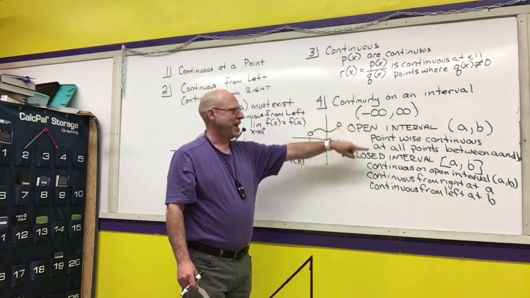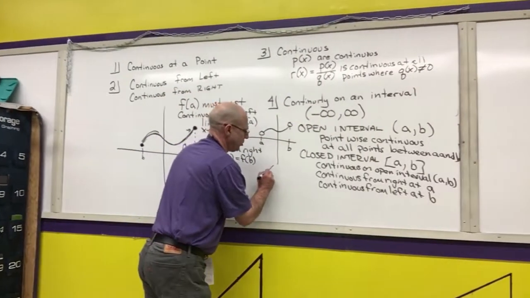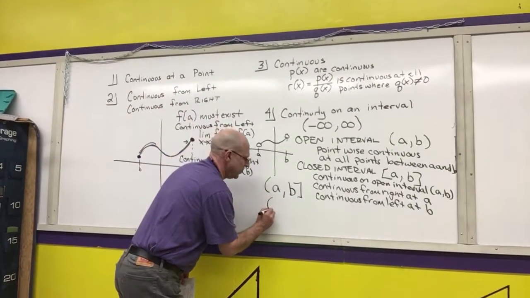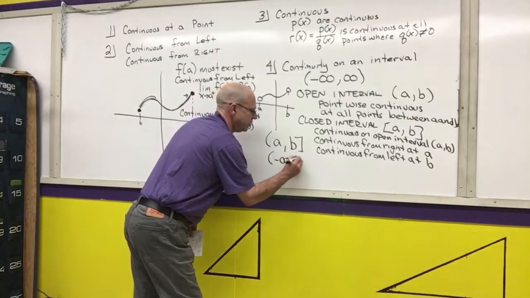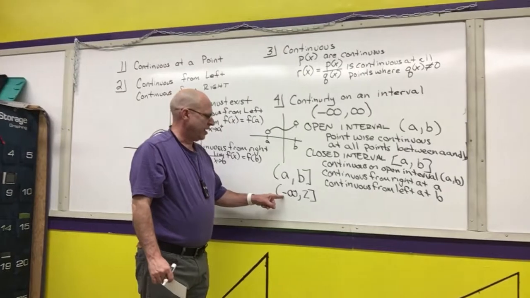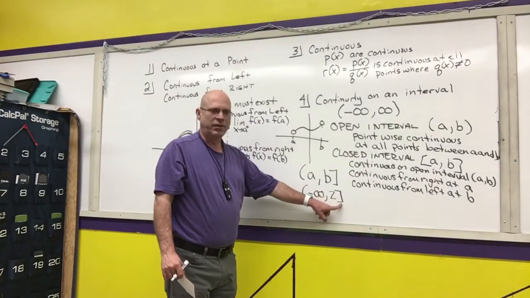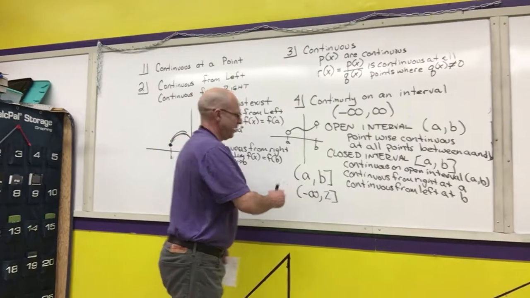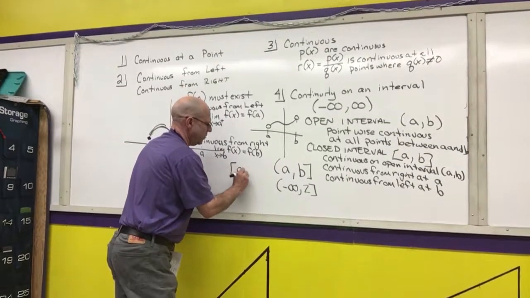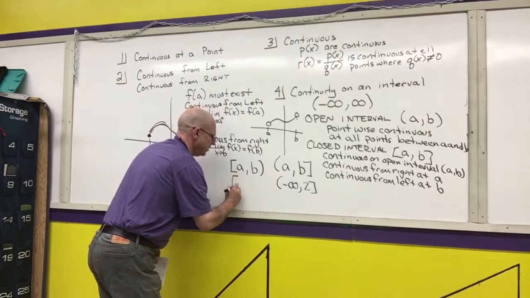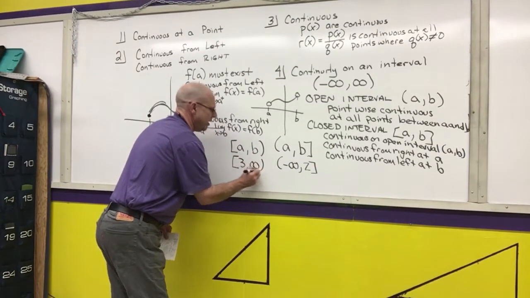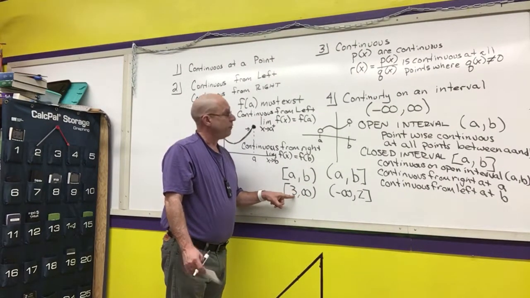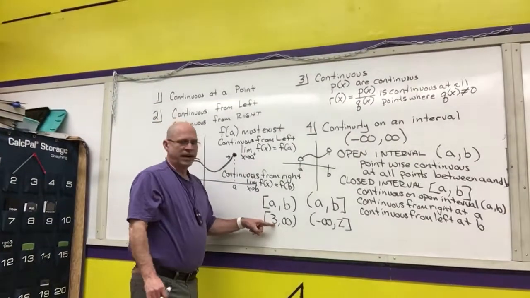I will say that you can mix and match these definitions and come up with a partially open interval, for example, something from negative infinity to 2, which means it has to be continuous between negative infinity and 2, and because it's closed on the right-hand side, it must be continuous from the left as I approach 2. I can also have it the other direction. For example, A comma B. An example of this would be the number 3 to infinity. In this case, it has to be continuous between 3 and infinity, and it has to be continuous from the right as I approach 3.